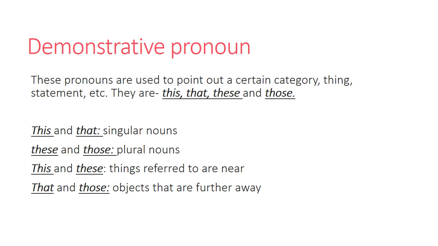Now, demonstrative pronouns. These pronouns are used to point out a certain category, thing, statement, etc. They are this, that, these, and those. Well, these are probably a few of the first words you learned in English. We know that this and that are used instead of singular nouns, and these and those are used instead of plural nouns. This and these indicate that the things referred to are near. The pronouns that and those indicate objects that are further away.